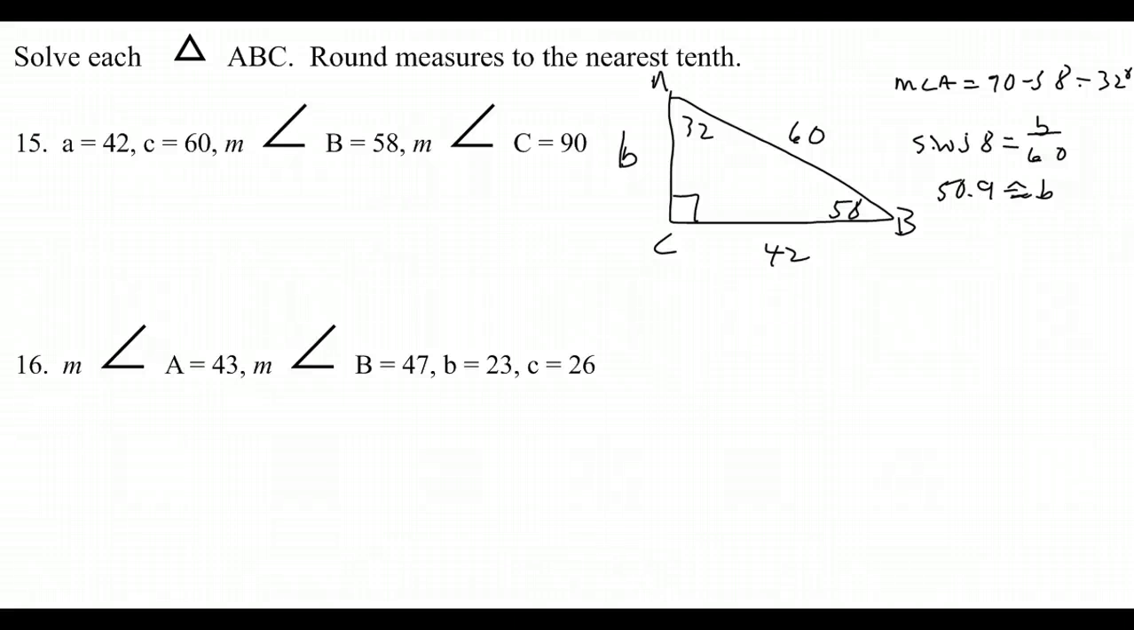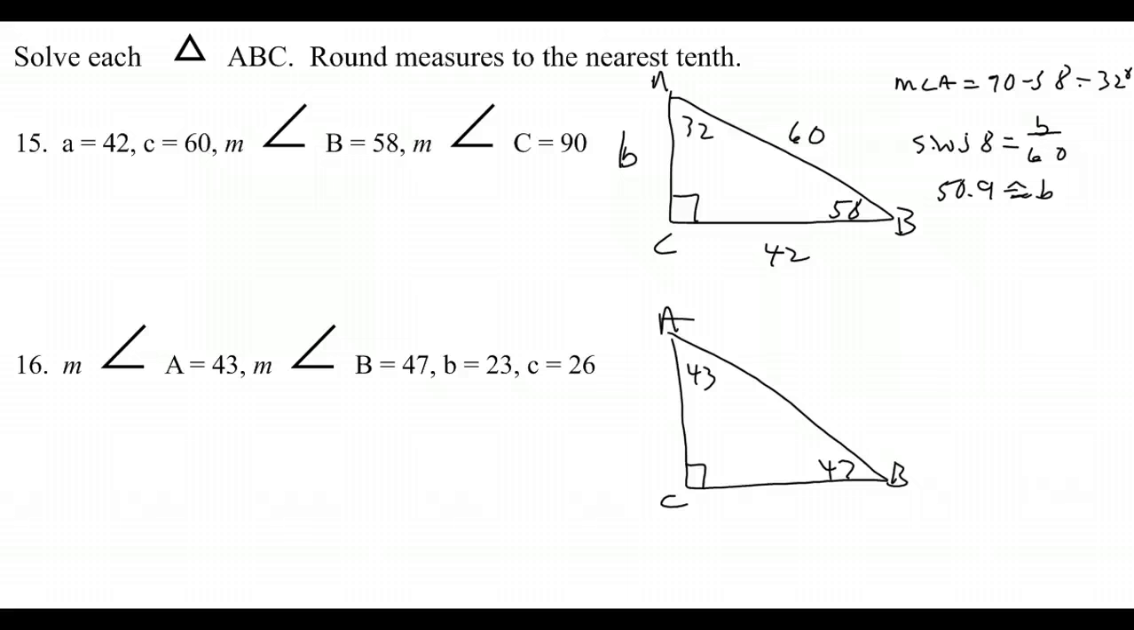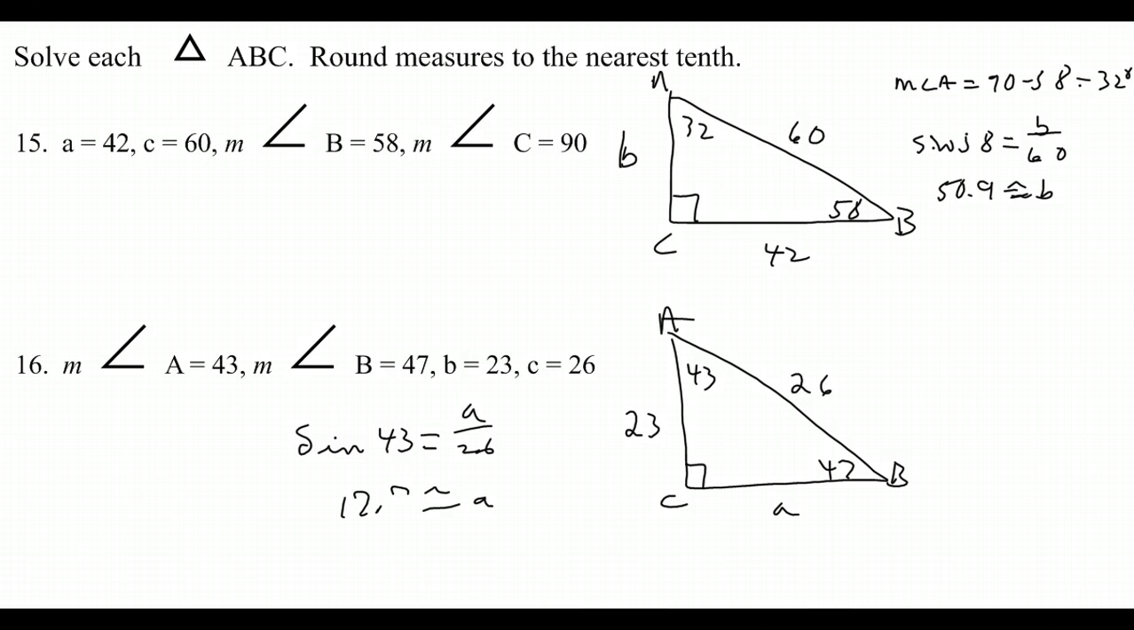And now my last one, I've got the measure of angle A is 43, B is 47, those add up to be 90, so C is a 90-degree angle. Measure of B is 23, C is 26, so all I need is A. So the sine of 43 degrees is equal to A over 26, so A is approximately equal to 17.7.